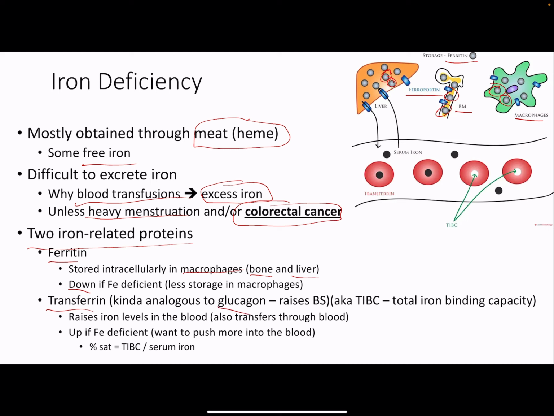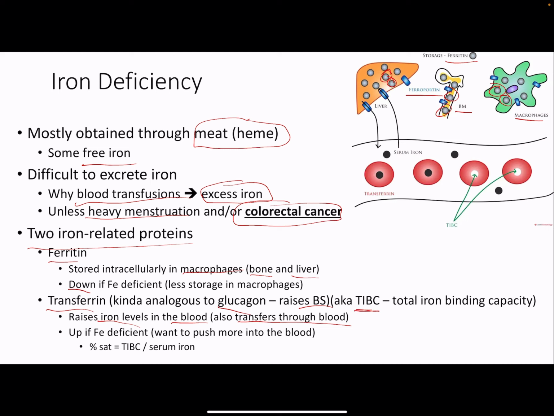Transferrin is going to kind of work like glucagon. In the same way that glucagon raises the blood sugar, this is going to raise the iron levels in the blood. Now, I guess the difference is glucagon doesn't actually carry sugar. This raises the iron levels of blood. It also then transfers it through the blood as well. So it's not completely analogous.